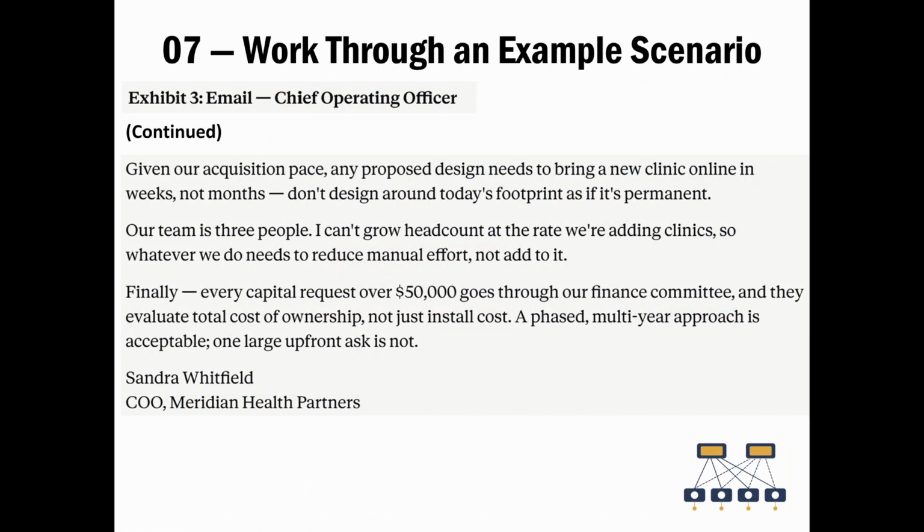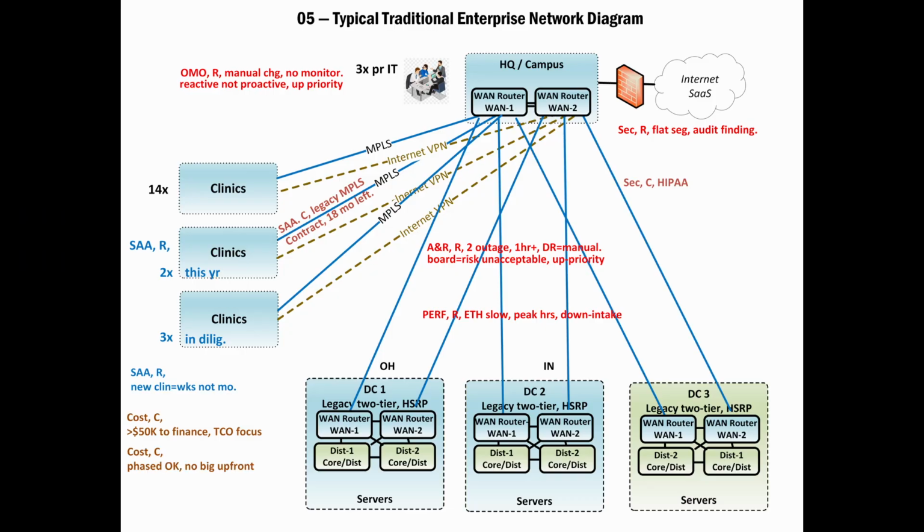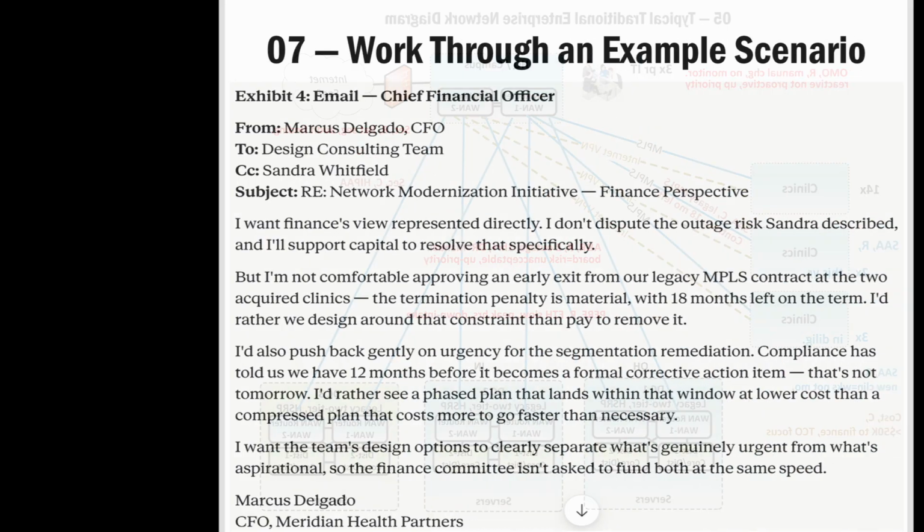Let's continue to read. A phased, multi-year approach is acceptable. One large upfront ask is not. This is a constraint. Map it to cost. Let us extract and update. Cost, C. Phased. Okay, no big upfront.